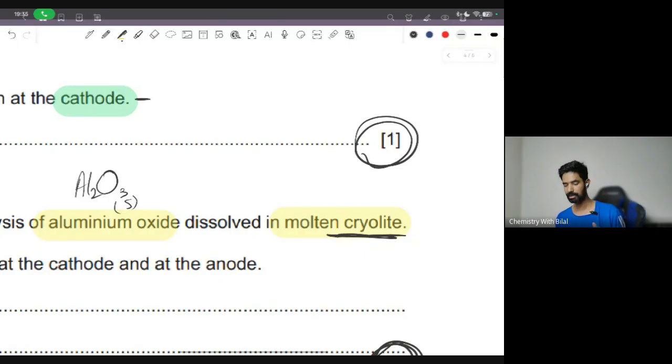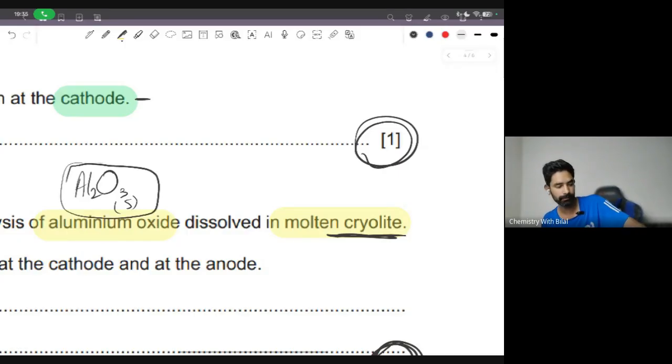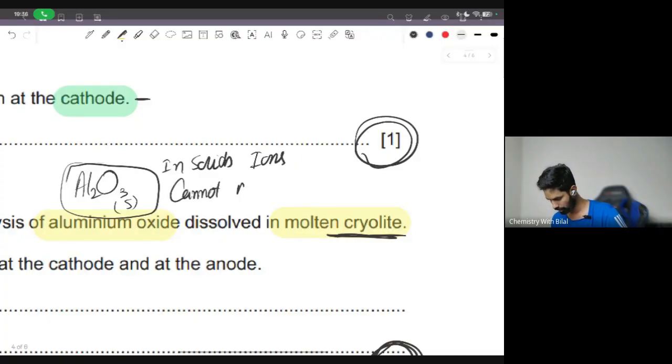Excellent. Aluminum oxide is a giant ionic solid with a high melting point. So you cannot electrolyse the solid compound. By the way, why can't we electrolyse solid aluminum oxide? Why is it not possible to use it as an electrolyte? Anyone? Raise your hands. Why can't you electrolyse solid ionic compounds? I told you, fear God a little. Ions cannot move. In solids, ions cannot move.